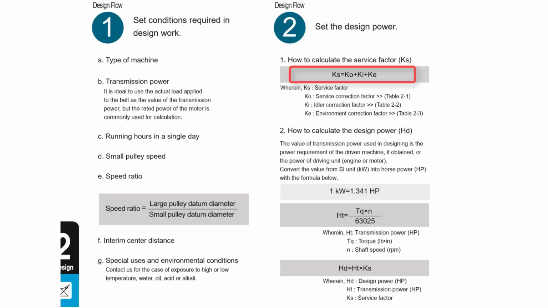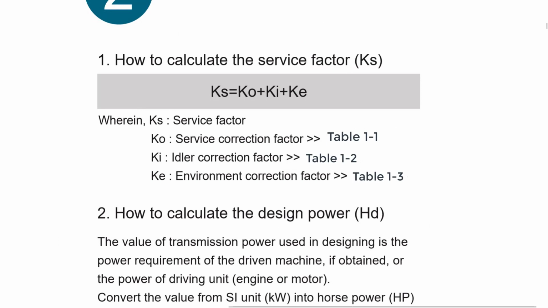To get the service factor KS, we need to know the other 3 factors, where KS equals KO plus KI plus KE. KO is the service correction factor, which we can get from table 1.1. KI is the idler correction factor, which we can get from table 1.2. And KE is the environment correction factor, which we can get from table 1.3.